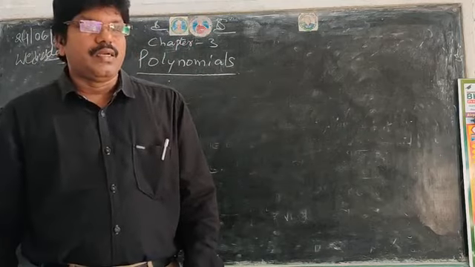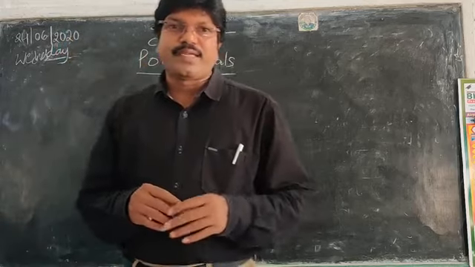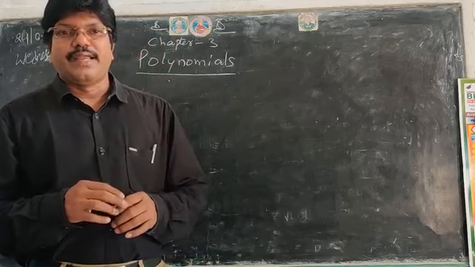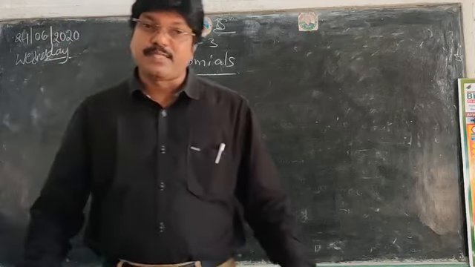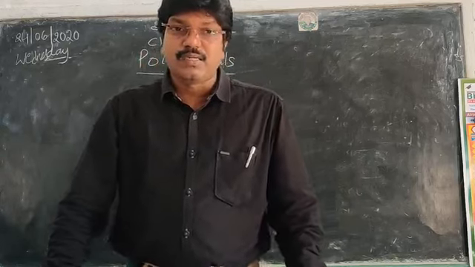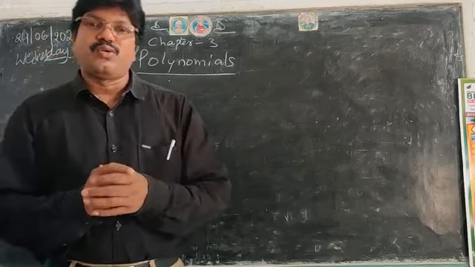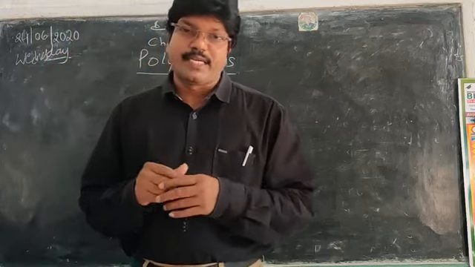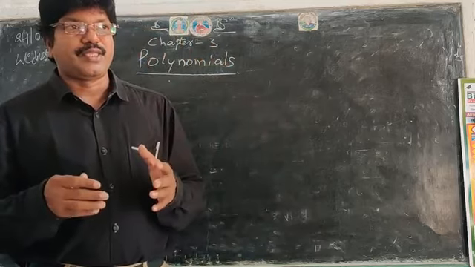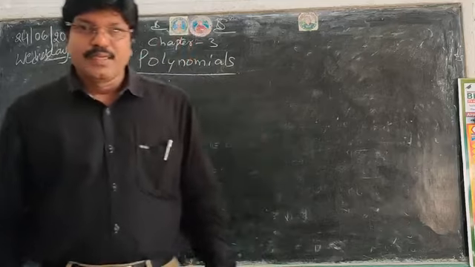Already in previous classes you have known about 2x, minus 5x square, 8x cube, ax square plus bx plus c, like that. These are called polynomials. And you must know compulsorily the algebraic expressions, addition, subtraction, multiplication and power, like that.